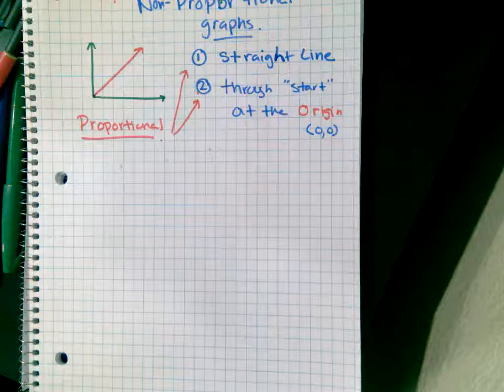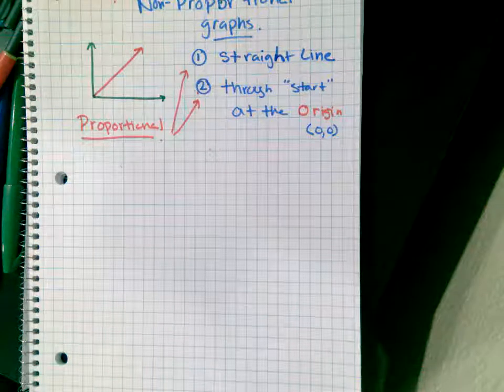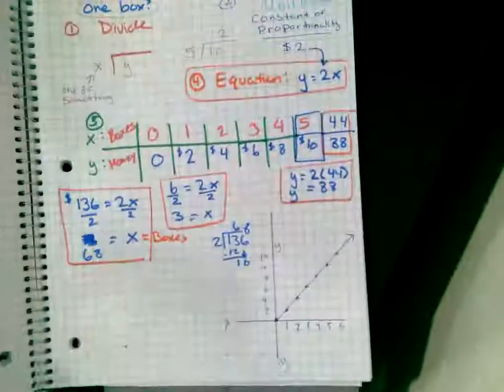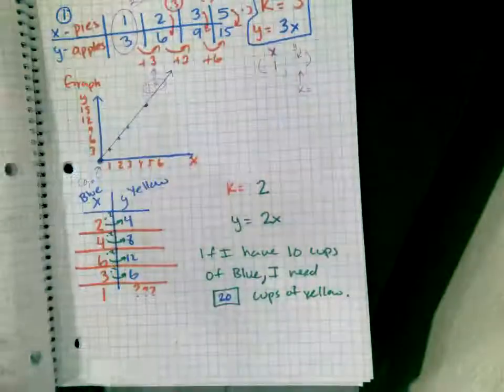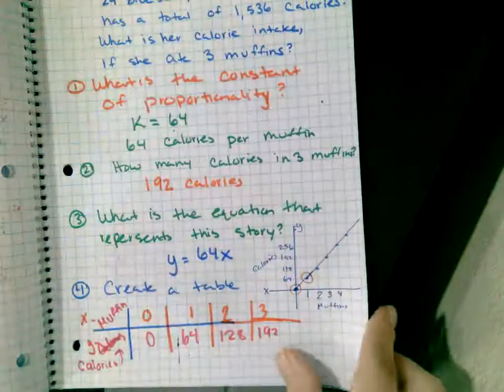Sorry. Okay. So proportional means it's a straight line and it goes through the origin. So if you look at all the graphs that we've done in the last 15 days, all of them start at the origin and all of them are a straight line.